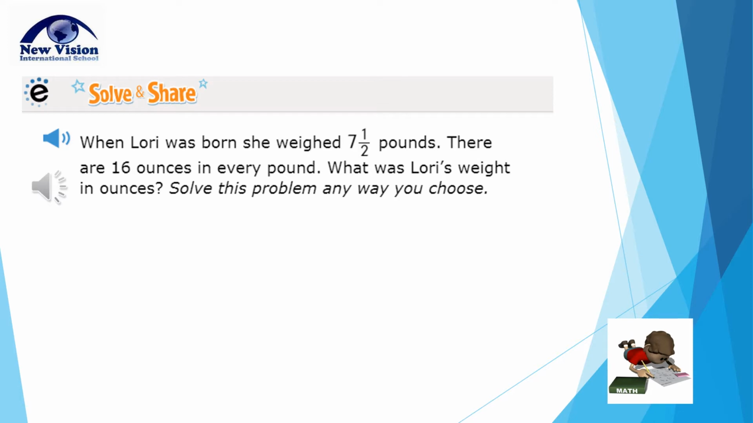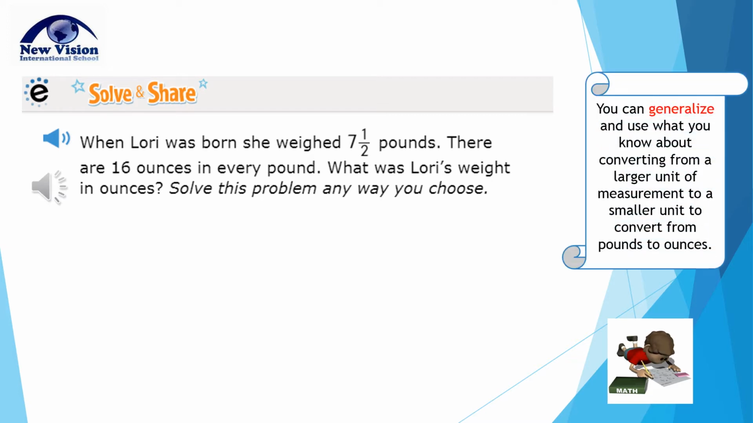Solve and share. When Lori was born, she weighed 7½ pounds. There are 16 ounces in every pound. What was Lori's weight in ounces? Solve this problem any way you choose. You can generalize and use what you know about converting from a larger unit of measurement to a smaller unit to convert from pounds to ounces.